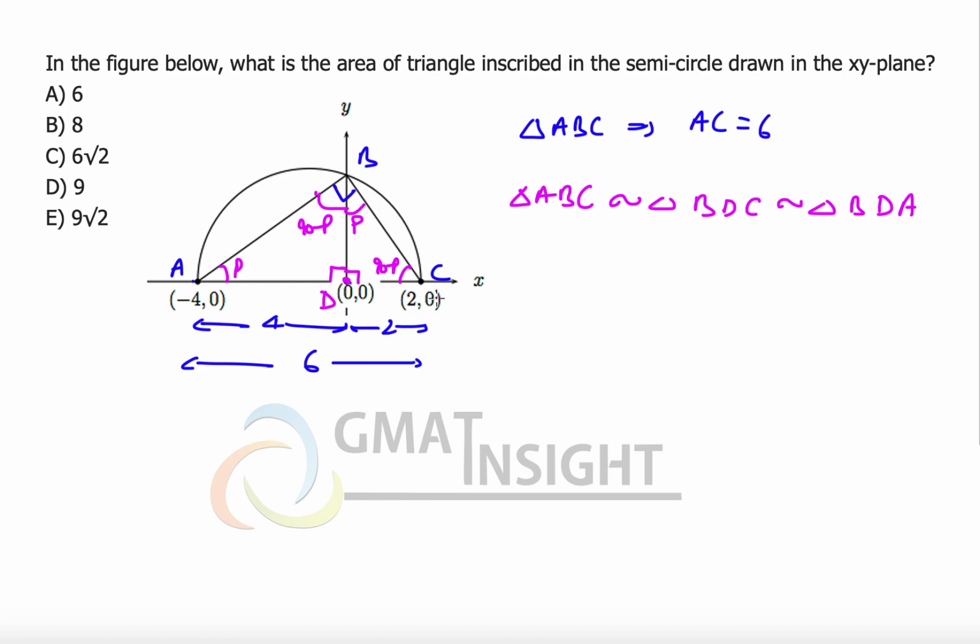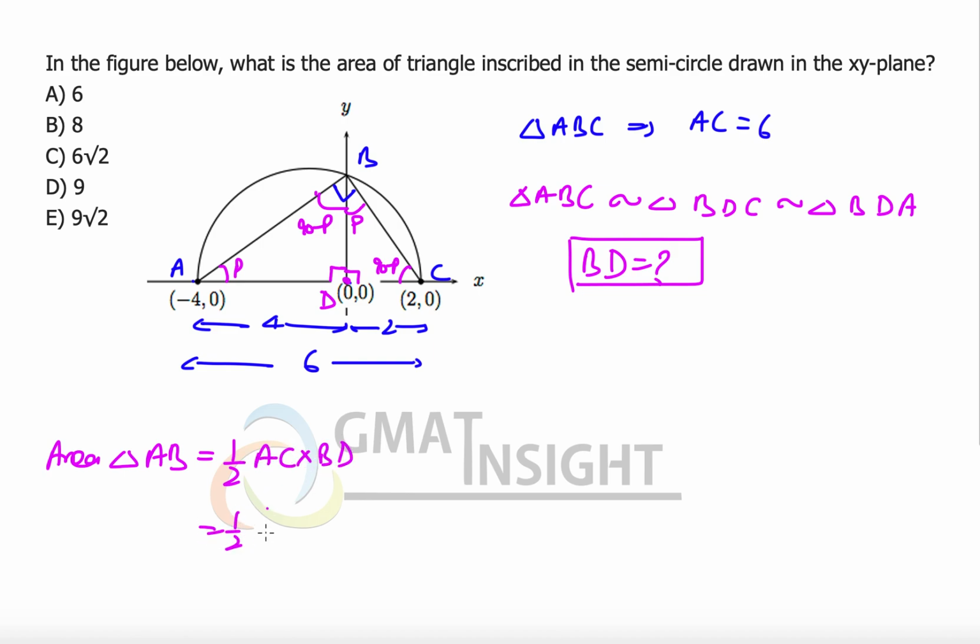Now, why are we doing that? Because to answer the question, we need to find out the area of this triangle. We already have the base, which is 6 units. We only need to know the height. So the only question that we have now is to find out the length of BD, because the area of triangle ABC can be written as half of AC multiplied by BD, while AC we already know is equal to 6. So we are only trying to find out the length of BD.